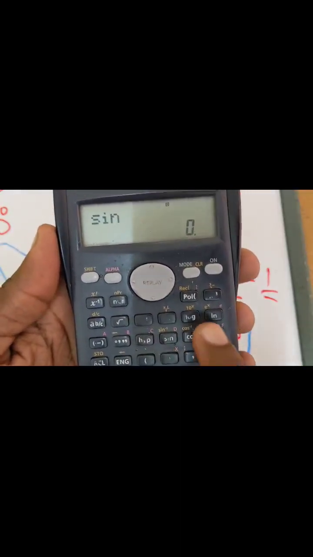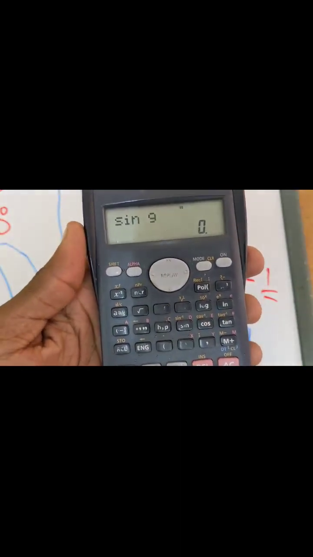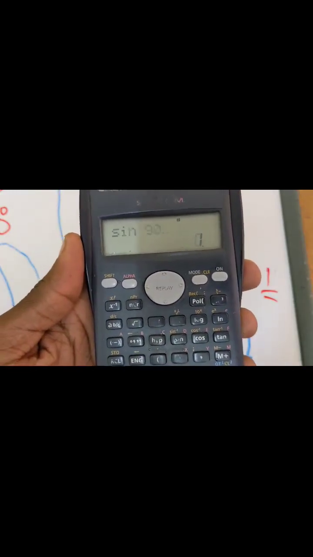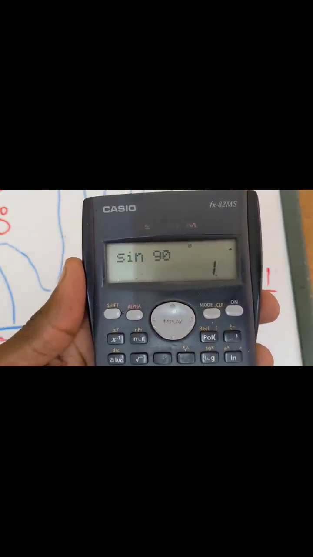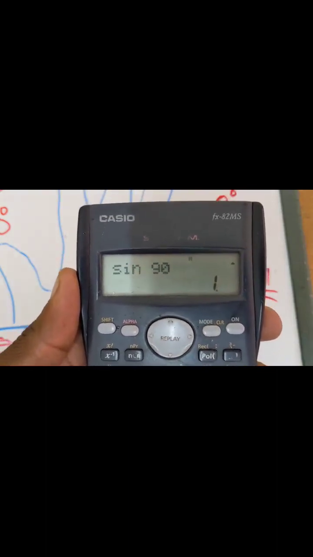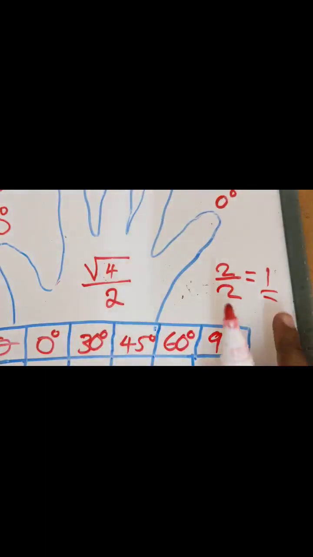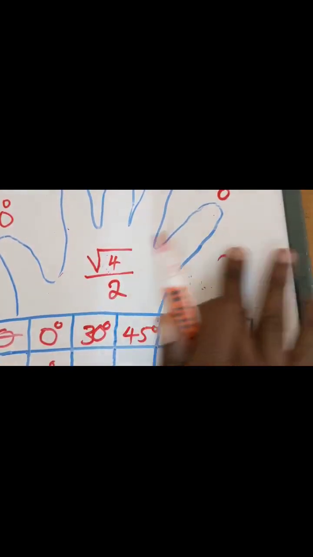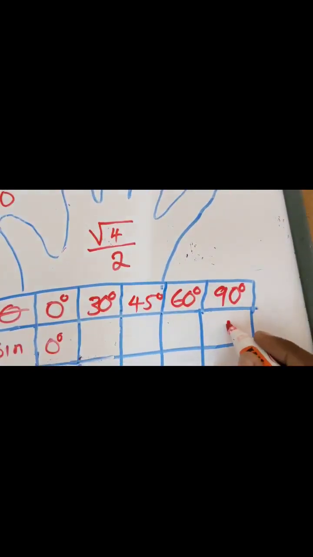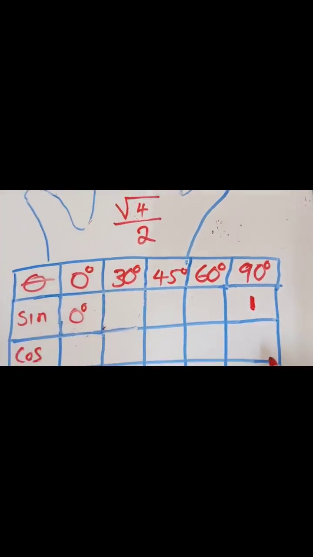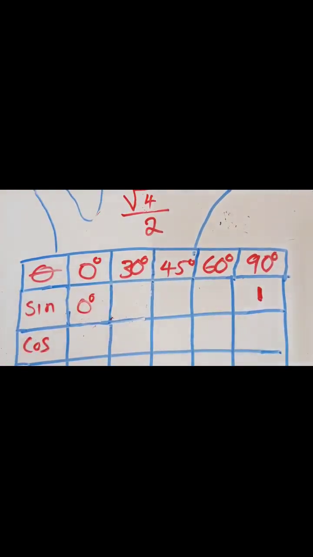What is sine 90? Sine 90, like that, equals. You've seen that it is 1. It's working out, guys. So this is what you are supposed to be doing. We have proved that sine 90 is 1, okay? So others might be saying, what about cos?